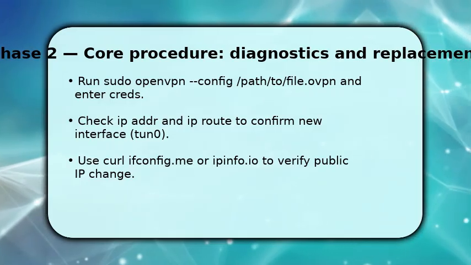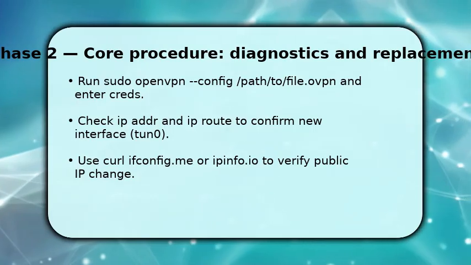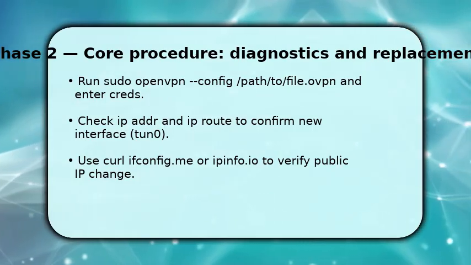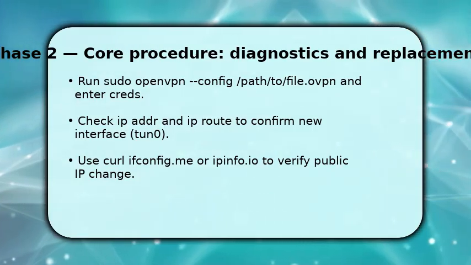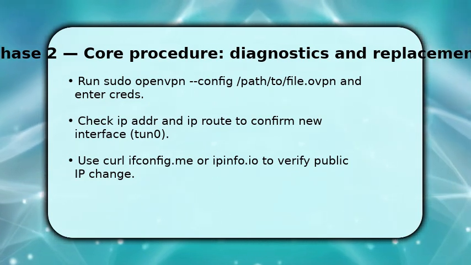Then, run curl ifconfig.me or visit ipinfo.io to confirm your public IP changed. That proves the VPN is active. If DNS leaks matter, check resolv.conf and use a DNS leak test to be certain.